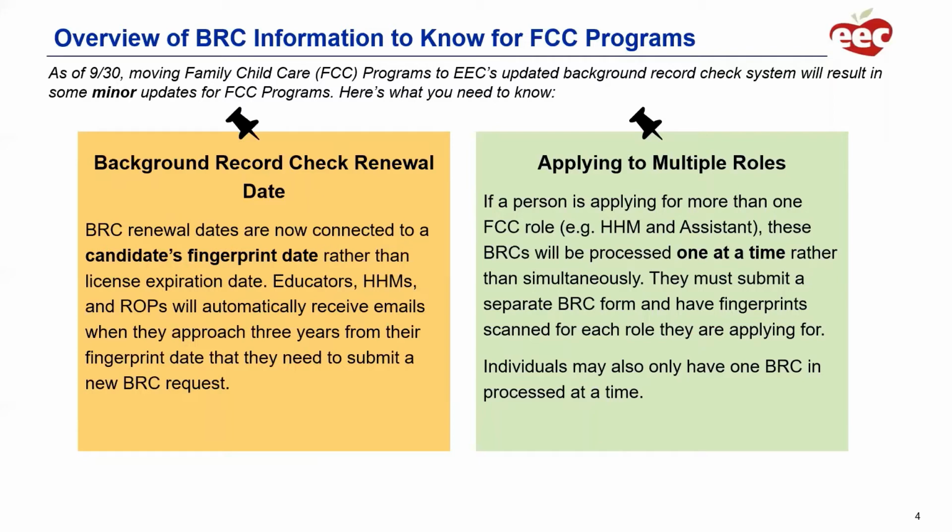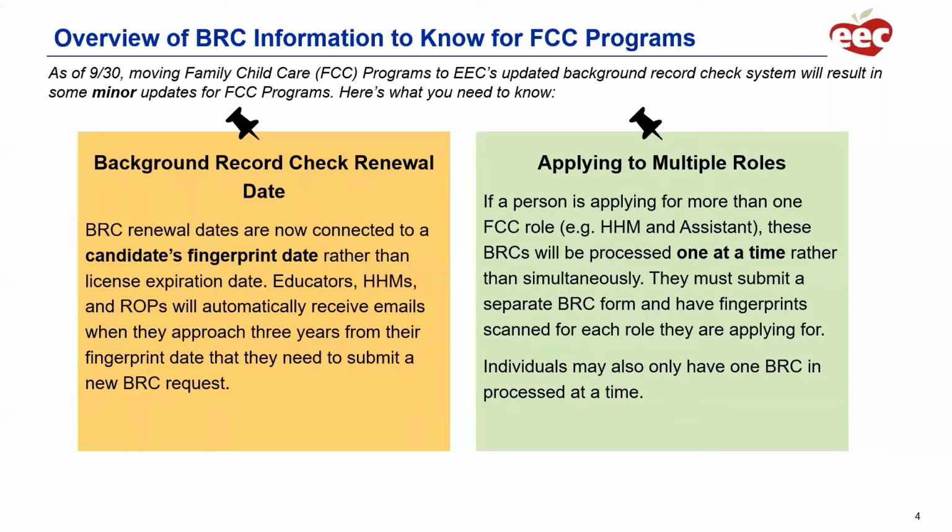In addition, each FCC candidate can only have one background record check processed at a time. Candidates will not be able to submit multiple background record checks at once. Candidates must have a suitability determination on the first background record check submitted before they will be able to submit a second background record check for another role.